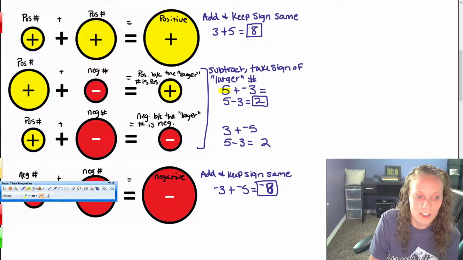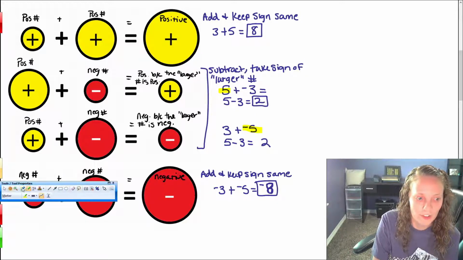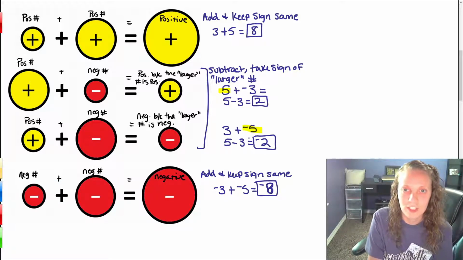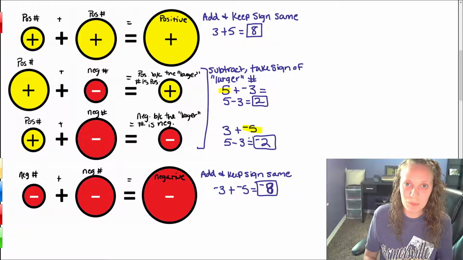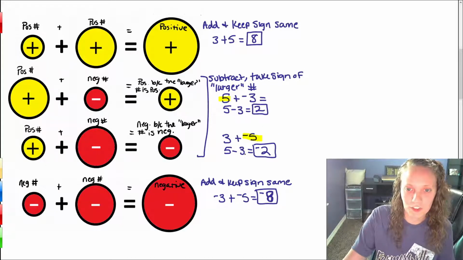And we are to take the sign of the larger number. 5 is the larger number here. 5 is negative, so our answer is going to be negative. So when signs are the same, we add and keep the sign. When signs are different, we are going to subtract and take the sign of the larger number.